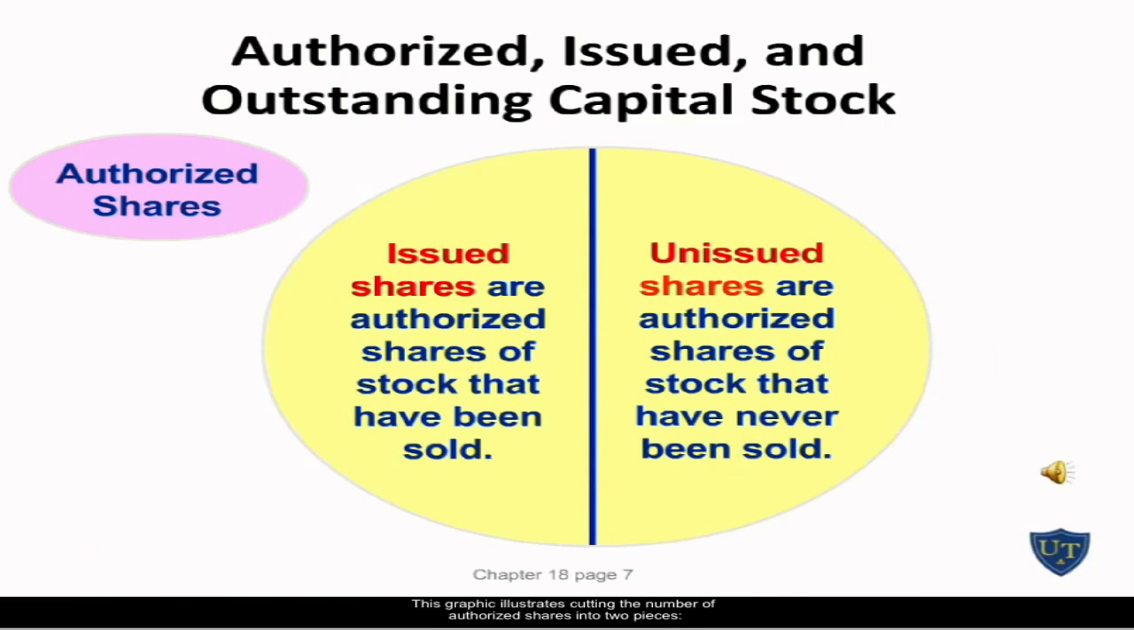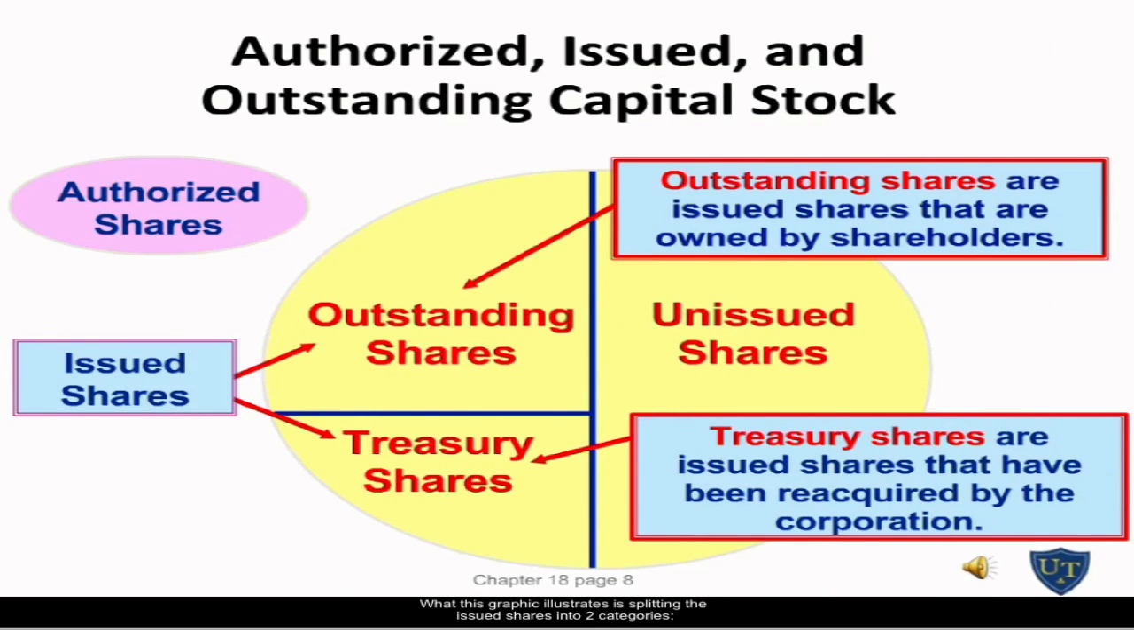This graphic illustrates cutting the number of authorized shares into two pieces, those that are issued and those that are unissued. The issued shares represent shares of stock that have been sold where the company received dollars for these shares. Those dollars would represent contributed capital on the company's balance sheet. What this graphic illustrates is splitting the issued shares into two categories: those that are outstanding, still owned by the shareholders, and those that are sitting in treasury shares. Treasury shares are shares of the company's stock that were issued but have been repurchased by the corporation.